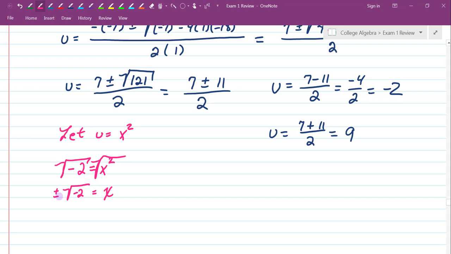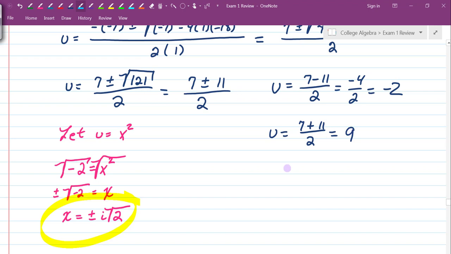So that's actually going to be x equals plus or minus i times the square root of 2. And so that's the first part. Let's look at the second part. So the second part over here is u is equal to 9.